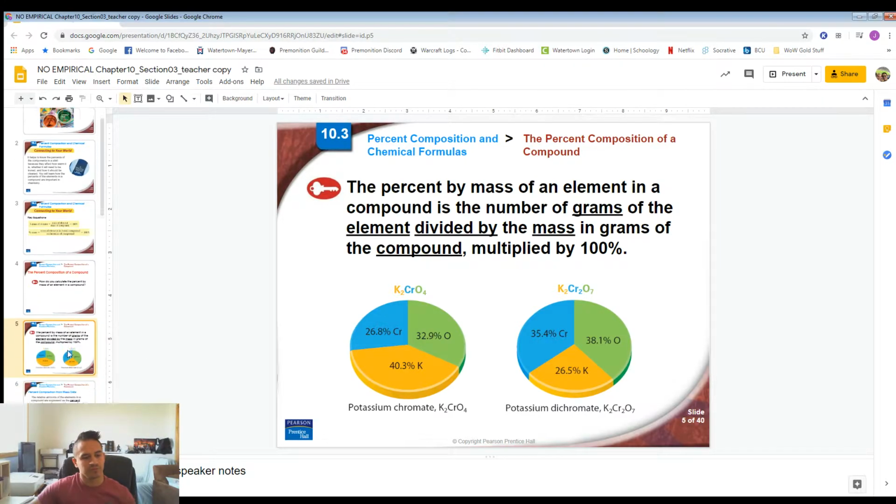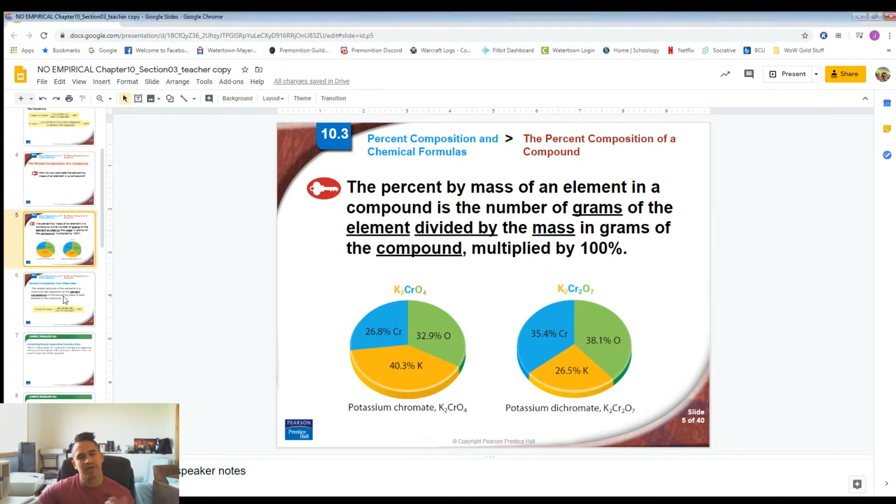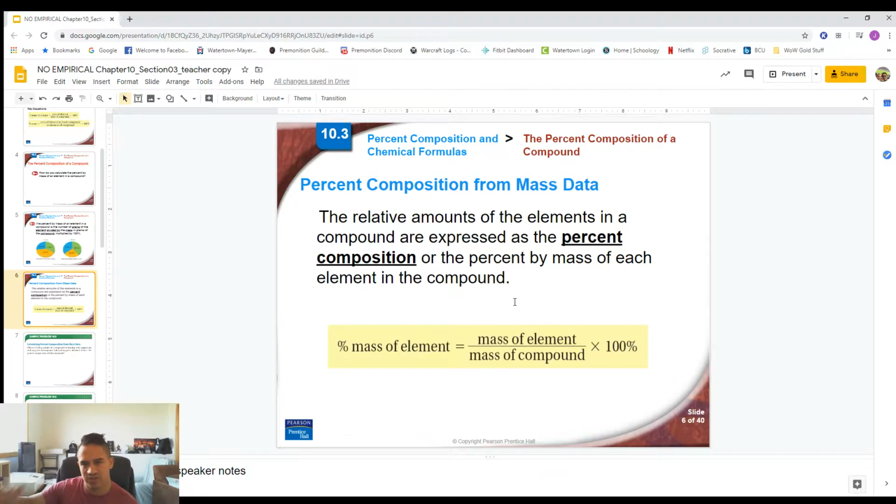Okay, so we're going to go through some examples here to see how this really works. We're using regular percentages, just like you would do on a test to determine your percentage. The relative amounts of the elements in a compound are expressed as percent composition, or again, percent by mass of each element. This is the key part to realize: we're finding percent by mass. We're not finding percent by count.